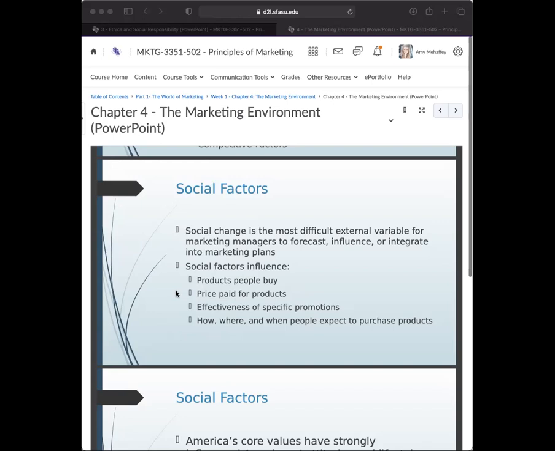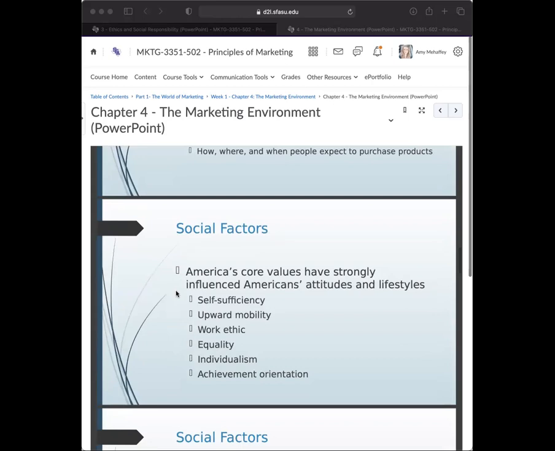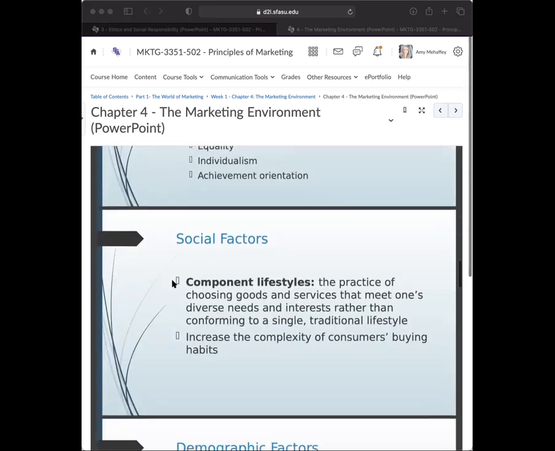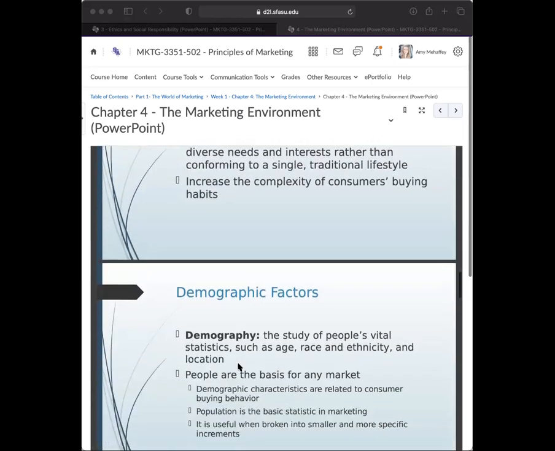And so this really affects the way that a business conducts itself. So, America's core values shift and they change, and people's lifestyles change, and the way that they look at things change all the time. And so, when we talk about component lifestyles, that is the practice of choosing goods and services to meet one's diverse needs and interests rather than conforming to a traditional lifestyle. So, kind of that example I just gave.